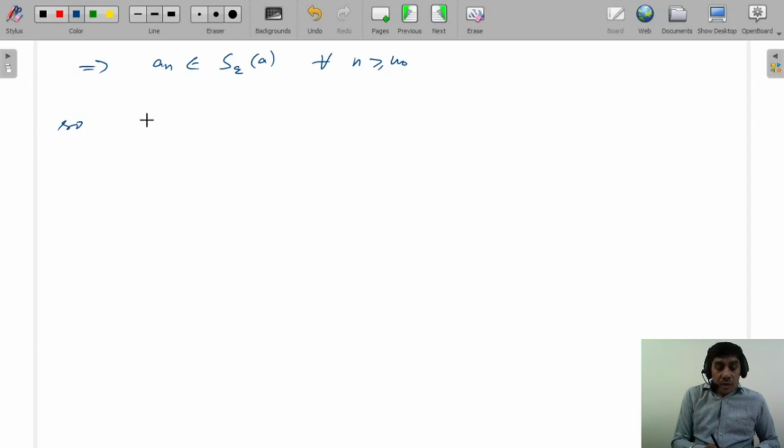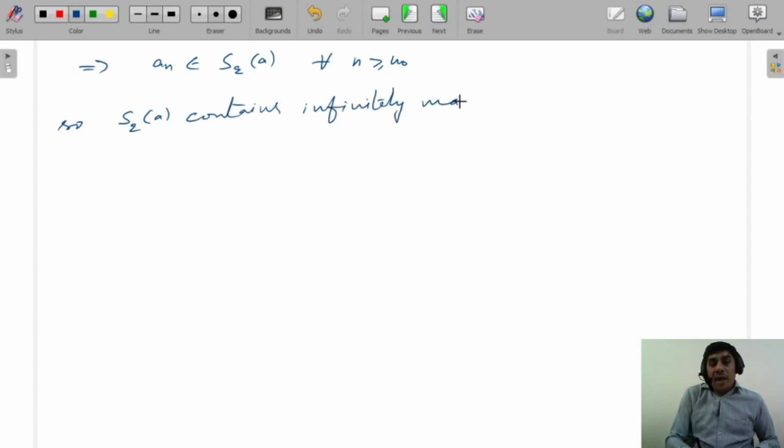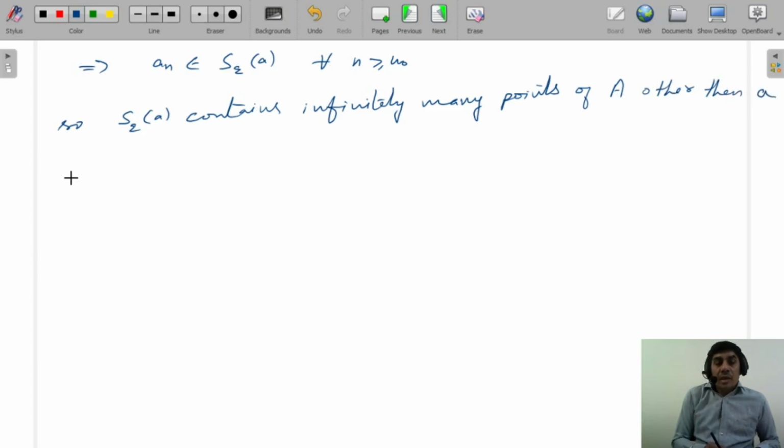So the sphere centered at a with radius epsilon contains infinitely many points of capital A other than a. This implies a is a limit point of capital A.